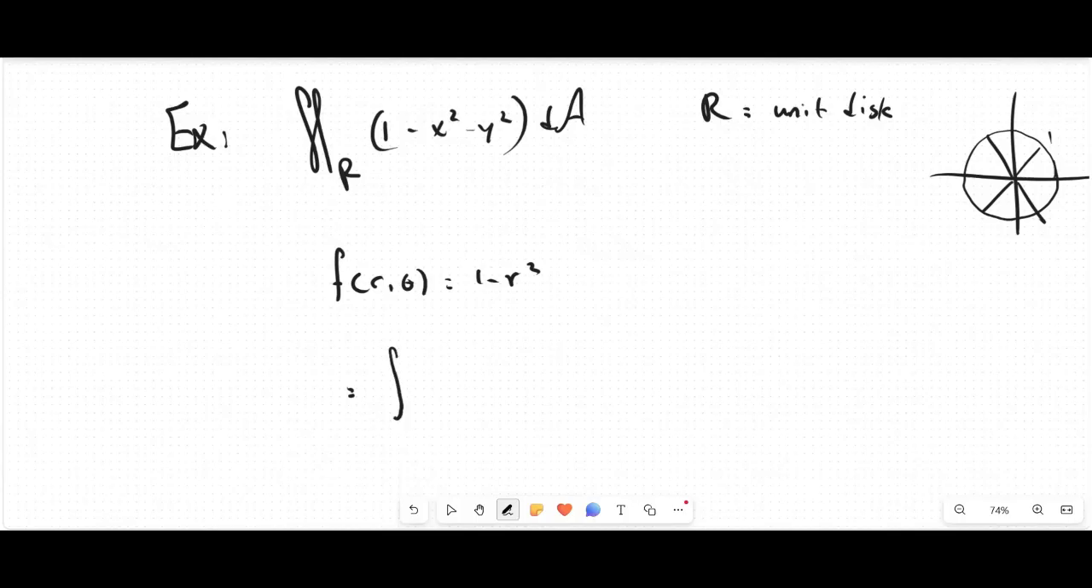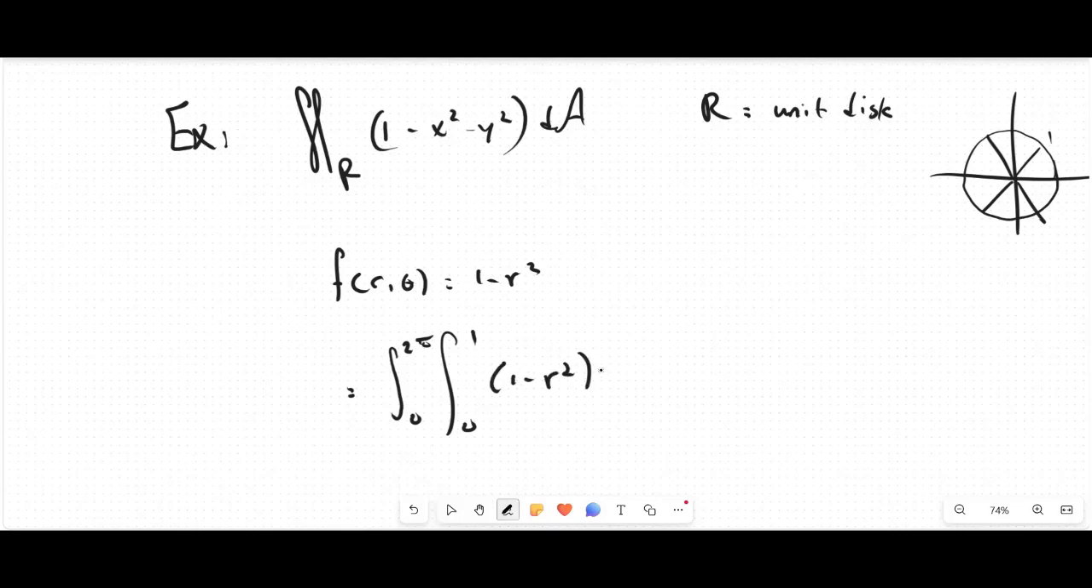So here we go. I need bounds on, let's do theta first. I want a full rotation of the circle, so I'll go 0 to 2 pi. And then I want to start at the origin and go out to this radius of 1, so I'll take r from 0 to 1. I'm integrating the function 1 minus r squared.